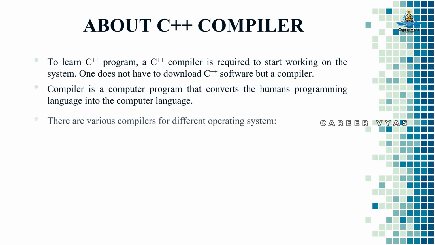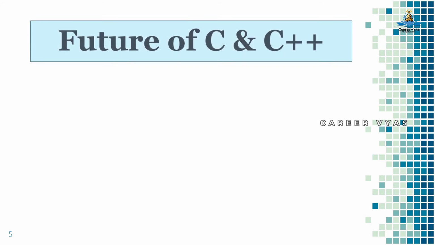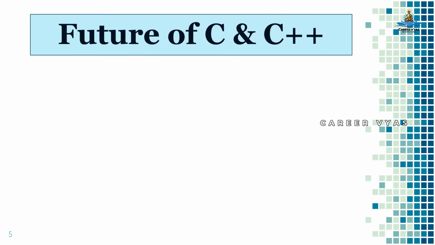There are various compilers for different operating systems, like for Windows, Code Blocks, then Borland C++, Microsoft Visual C++, and Turbo C++. For Linux, G++ is a C++ compiler that comes with most NIX distributions, and for Mac, Apple Xcode, C++ code block.